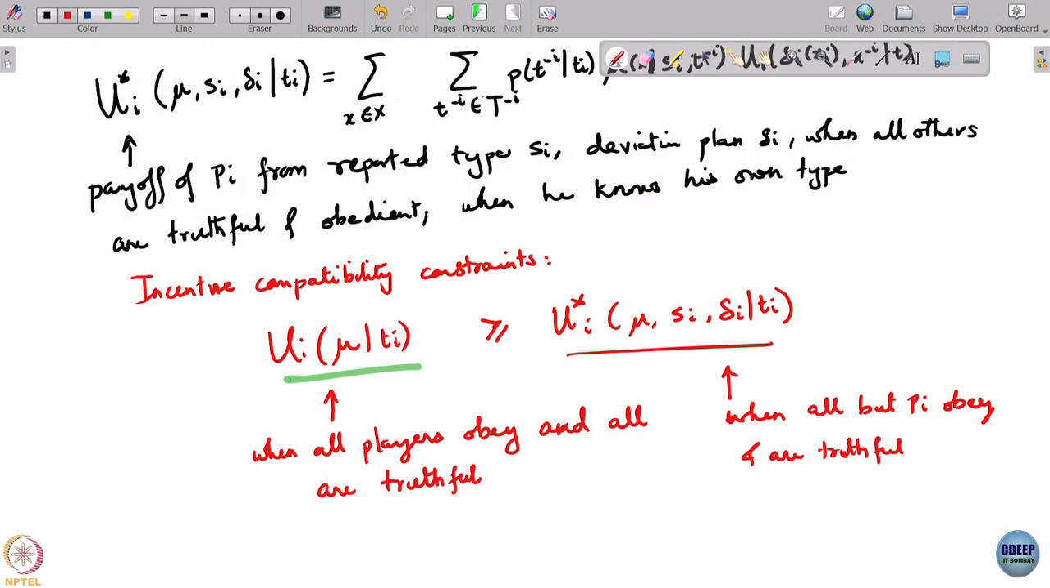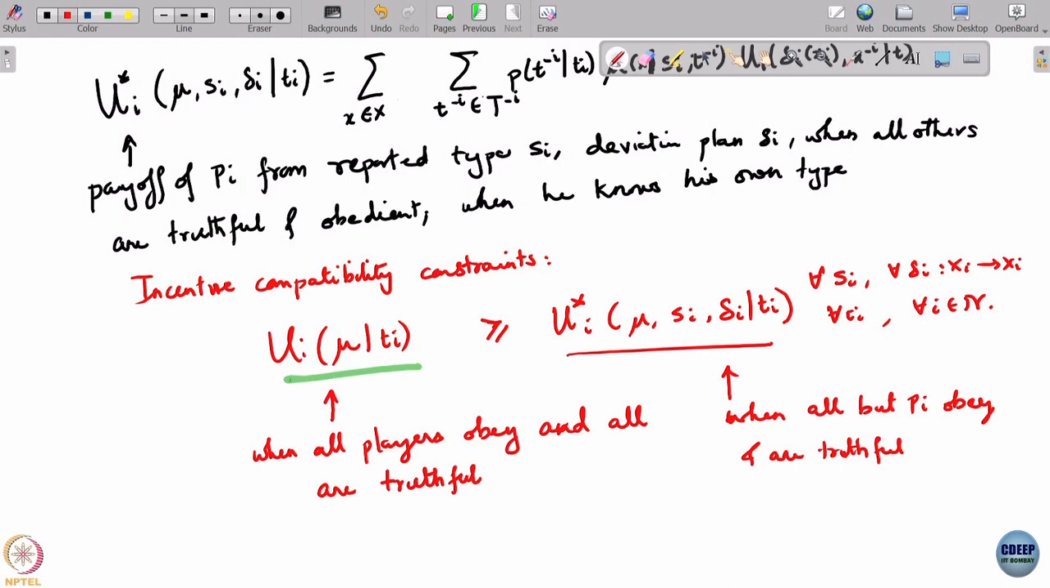So this inequality needs to hold for what? For all types that he could report, and for all delta I which maps like this. What else? Whatever be his true type, for all Ti. And mu has to be such that this holds for all of these. So this is what is needed.